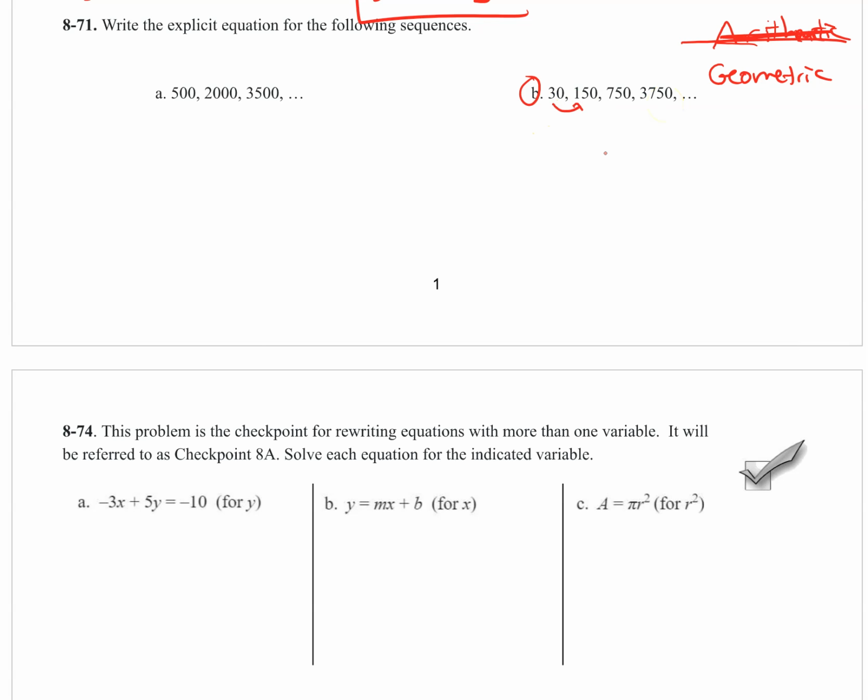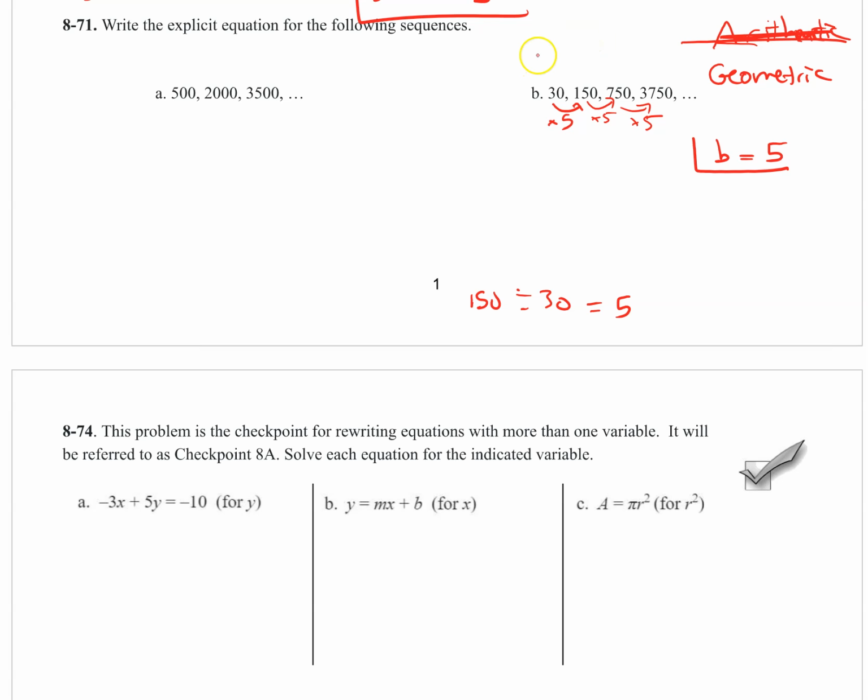Let's try multiplying. Remember, the trick is you take the second number and divide it by the first number. 150 divided by 30. 3 goes into 15 5 times. So 30 will go into 150 5 times. 30 times 5, that's our multiplier, is 150. 150 times 5 is 750, and we keep multiplying by 5. That's a match.